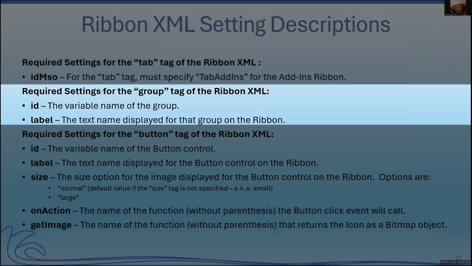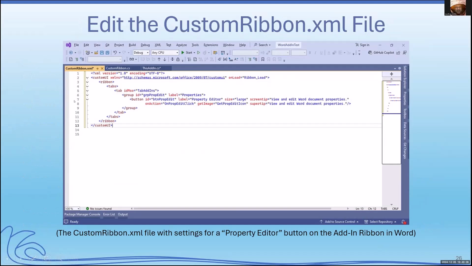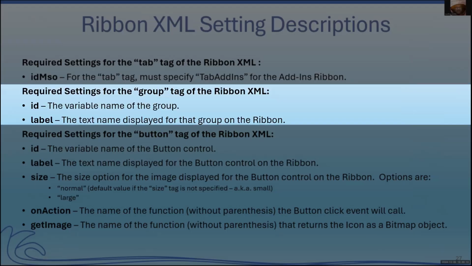Then under that tag, we have the group tag. And that just basically is the group in the ribbon. And there's really only two important properties there. There is ID, which is the variable name of the group that you would call from code. You don't see that. But then there's the label, and that's the text name displayed for that group on the ribbon. So you can just make that whatever you want it to be, basically, which is nice. And that's a level up above just using the command bars for the add-in, which is nice.